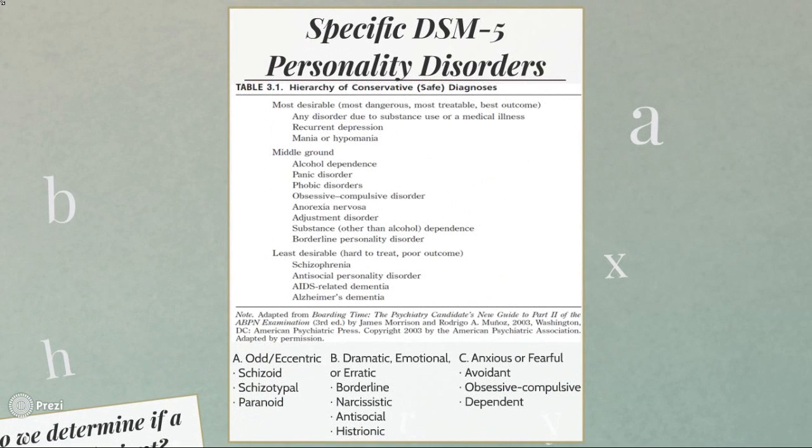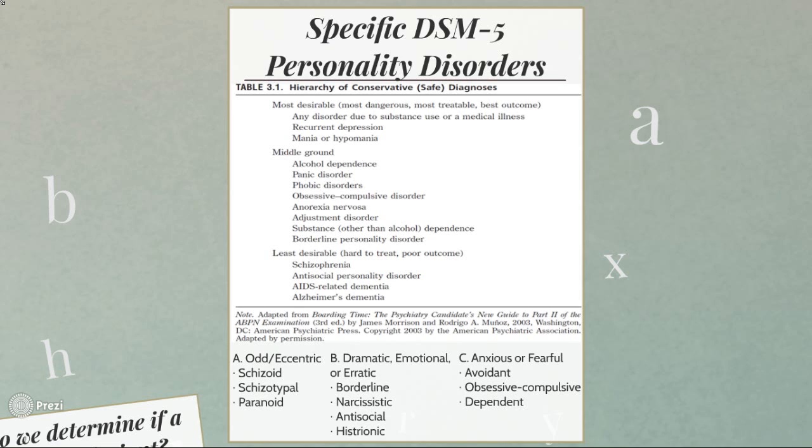Some specific DSM-5 personality disorders. Classification odd or eccentric includes schizoid, schizotypal, and paranoid. Classification dramatic, emotional, or erratic includes borderline, narcissistic, antisocial, histrionic. Classification anxious or fearful includes avoidant, obsessive-compulsive, dependent.